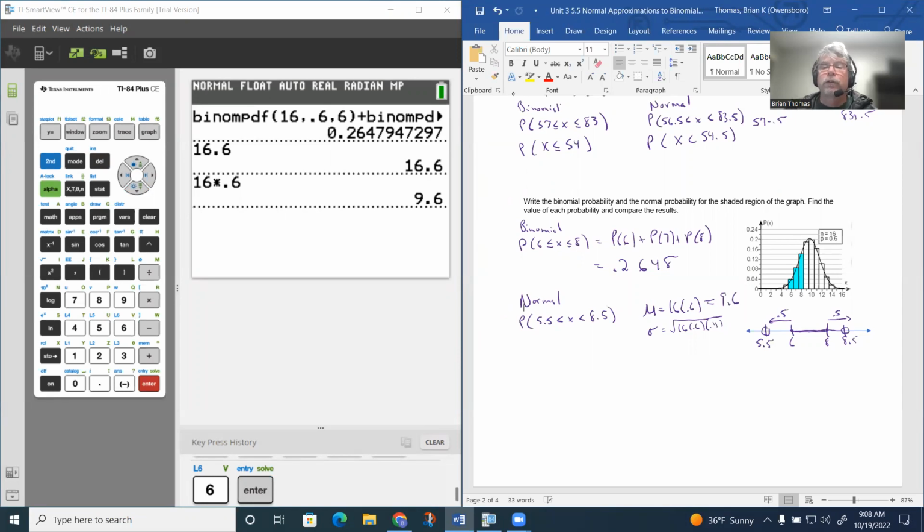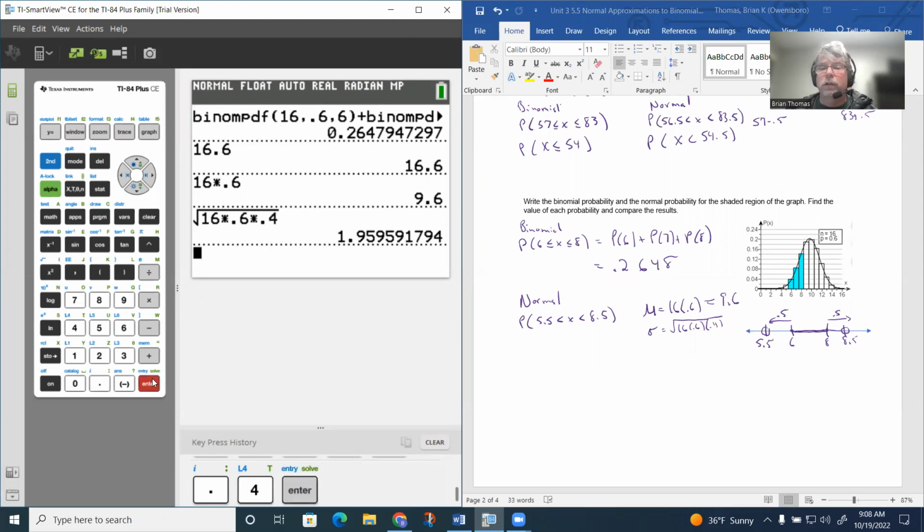And then our standard deviation is going to be the square root of, so second square root of, and then the 16 times the 0.6 times the 0.4. And that's going to be our standard deviation. And I think they usually round it to 2 decimal places. I'm going to go ahead and just round it to 3. Should be a little bit more accurate. So I'm going to have like 1.959. Actually, it's going to be 1.960. So it really doesn't matter there. So 1.96 would be just fine as well.